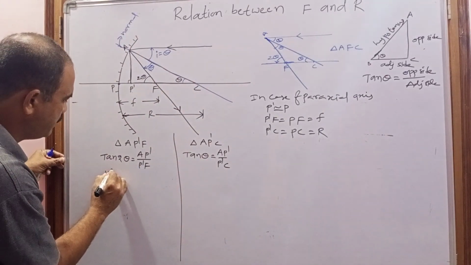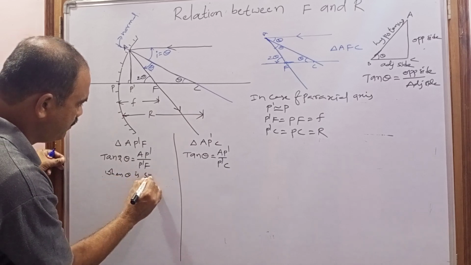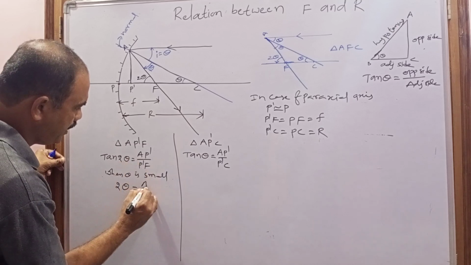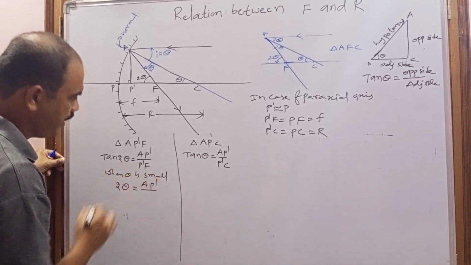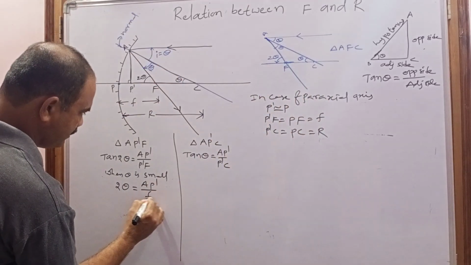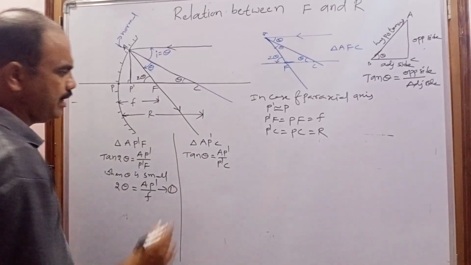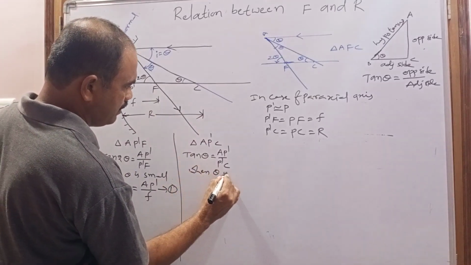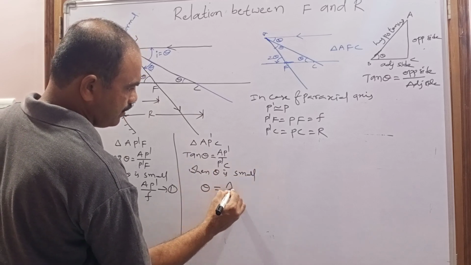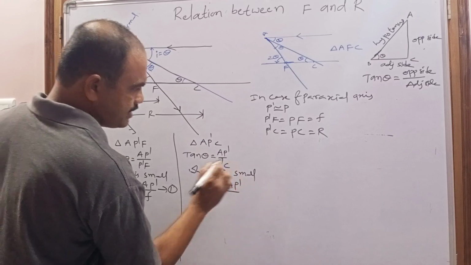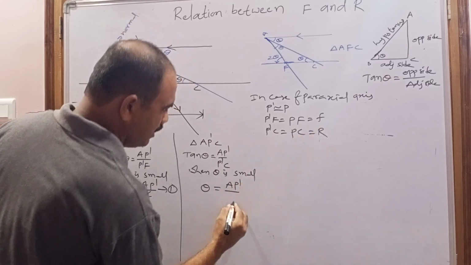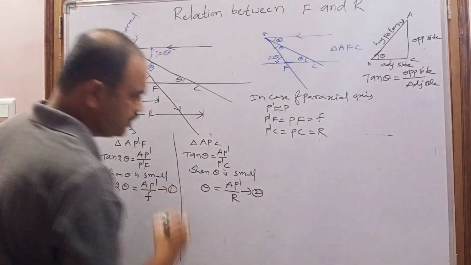When theta is small, tan 2 theta can be taken as 2 theta, equal to a p dash by p dash f. P dash f is nothing but pf, and pf is nothing but the focal length. Now consider this equation 1. Here also, when theta is small, tan theta can be taken as theta, equal to a p dash by p dash c. P dash c is nothing but the distance between pole and center of curvature, that is, the radius of curvature. Now consider this equation 2.